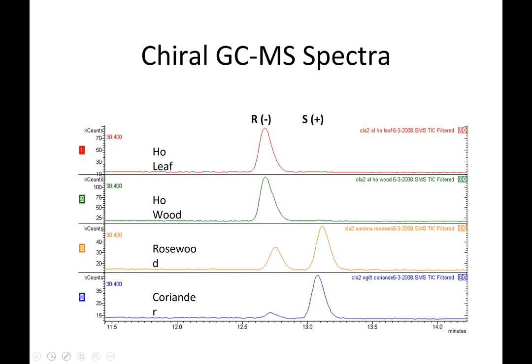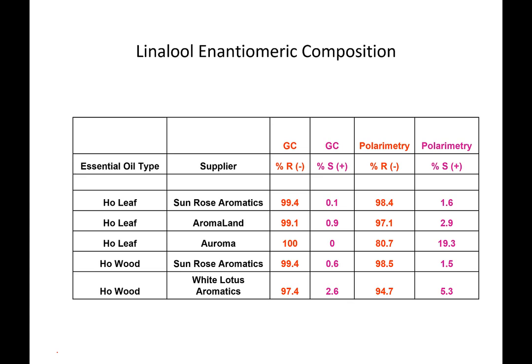So then you can start looking at the compositions of these different oils. The ho leaves and ho woods always turn out to be 100%. They're better than the stuff I bought that was 100%. There's no second peak. The rosewood oil is always, sometimes it's plus, sometimes it's minus. It's always right around 50-50, but it's never perfectly 50-50. If it's perfectly 50-50, somebody's dumped synthetic linalool into your rosewood oil, which is called adulteration, which is bad. And then coriander is always more positive. So you could use this chiral GC in order to take a look at all these different essential oils and basically authenticate them.